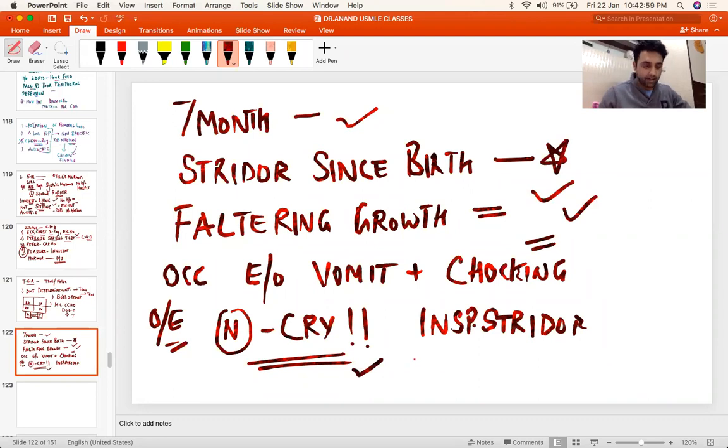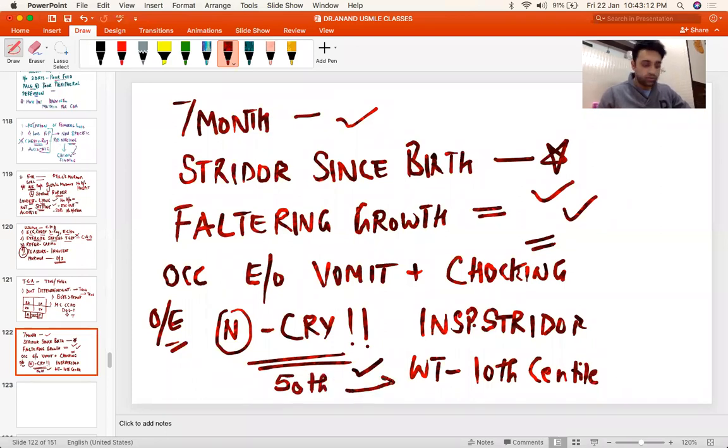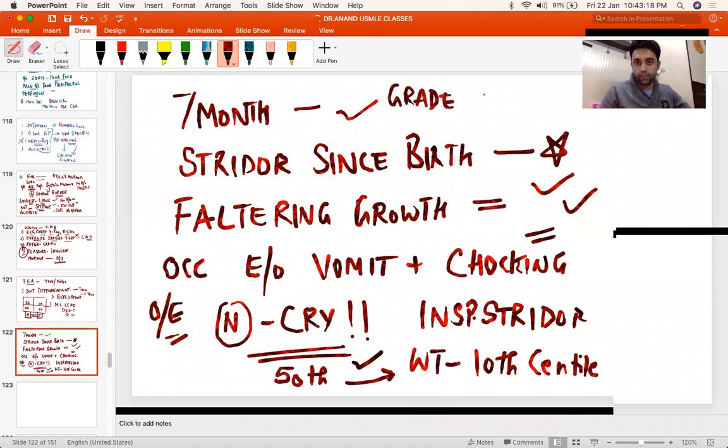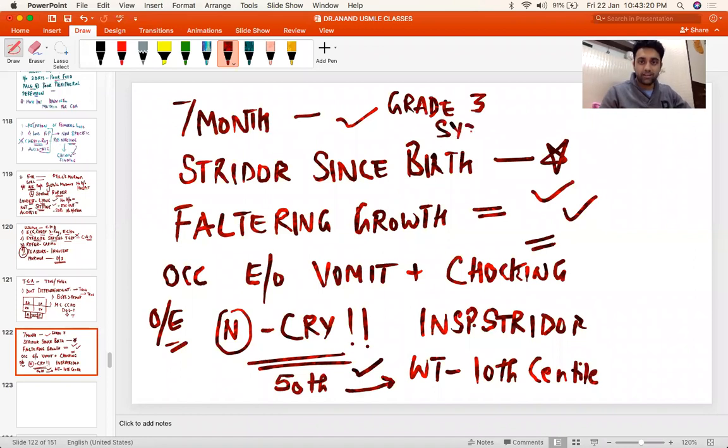His weight was 10th centile. Previously his weight was 50th centile, but it has fallen down to the 10th centile, and he is also having a grade 3 systolic murmur. Now, I don't know how you will answer. I hope you will not be upset after hearing this question. And this is a cardiology session, remember that.